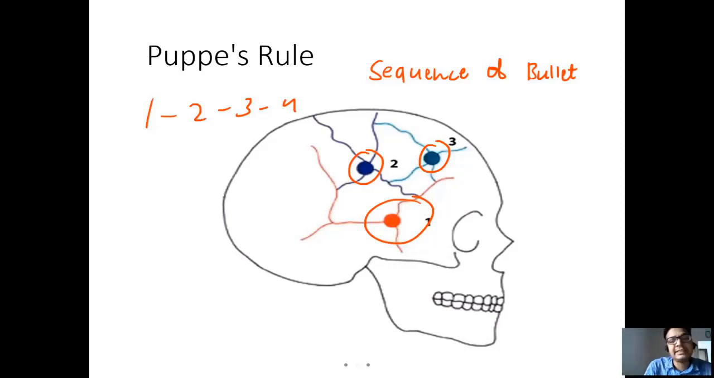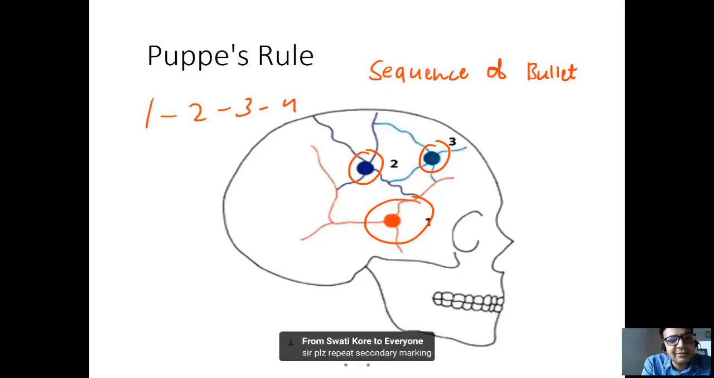That is, in entry wound it is the inner table, and in exit wound it will be the outer table, and it is always towards the exit point. It's a simple thing: when a bullet enters the table it makes a small hole, and when it exits it makes a crater. What does it make, doctor?